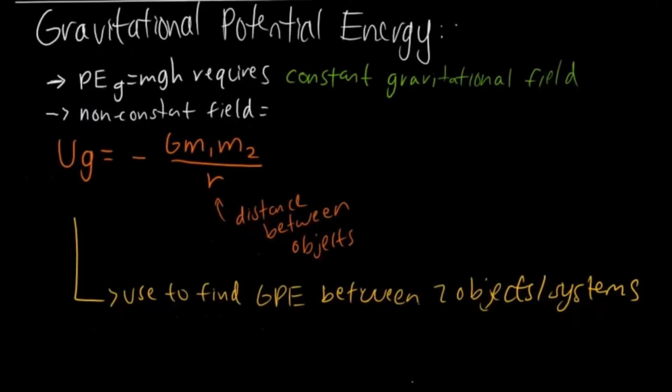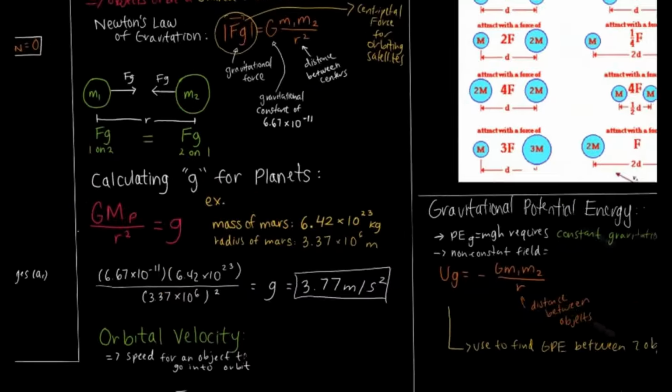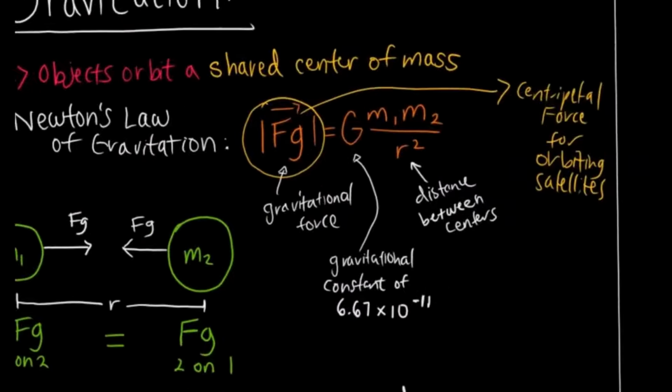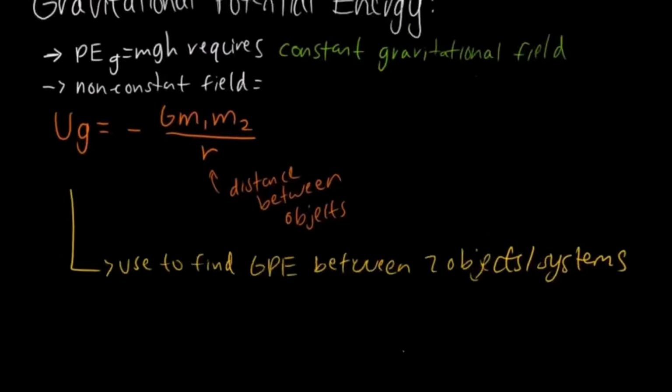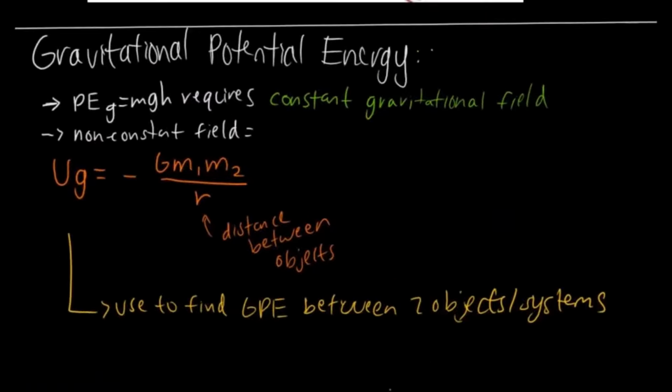And our final topic today is gravitational potential energy. When we are on Earth, there is a constant gravitational field, which is why we can use the equation gravitational potential energy equals mgh. However, when there's a non-constant gravitational field, we're going to have to use this other equation, which is gravitational potential energy equals negative gravitational constant times mass of 1 times mass of 2, divided by r, the distance between objects. So it's very similar to Newton's law of gravitation, except the r is not squared and it is also negative. So you're going to use this to find the gravitational potential energy between two objects or systems.